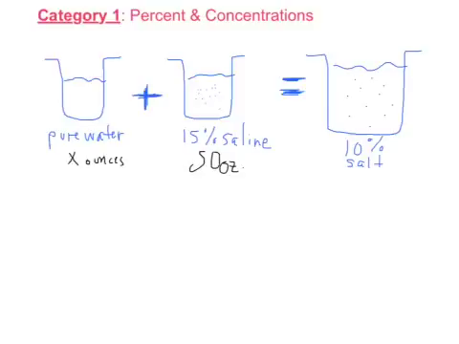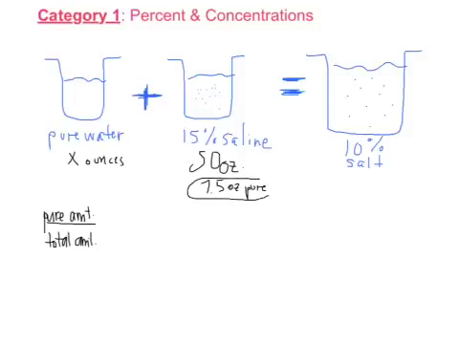Now the concentration is calculated in a rather simple way. Concentration of any substance is found by taking the pure amount of substance compared to the total amount of the mixture. And so our 15% saline solution must have had 7.5 ounces of pure salt. That could be calculated by multiplying 50 ounces by 15%. You will see that 7.5 ounces of the 50 ounces must be pure salt.